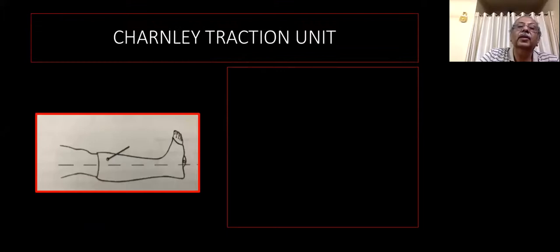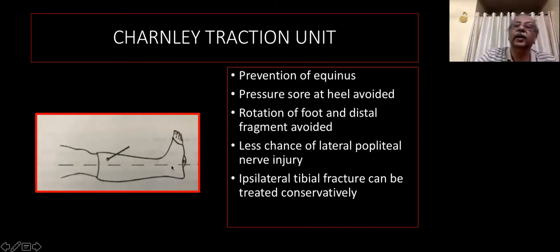So the next question is, what do you call this type when there is a BK traction and the upper tibial traction incorporated in the plaster? This is called the Charnley's traction unit. What are the uses of this Charnley's traction unit? It prevents equinus. The pressure sore in the heel can be avoided. Rotation of the foot and the distal fragment can be avoided. Less chance of lateral popliteal nerve palsy, and ipsilateral tibial fractures can be treated conservatively. These are the 5 advantages that are given for Charnley's traction unit.